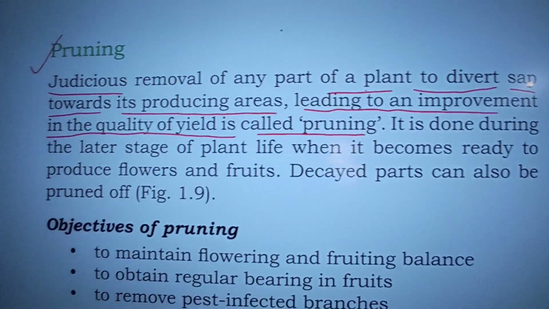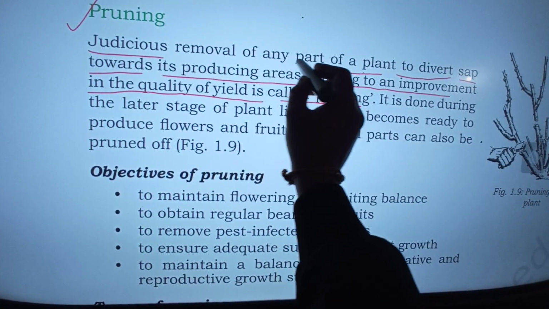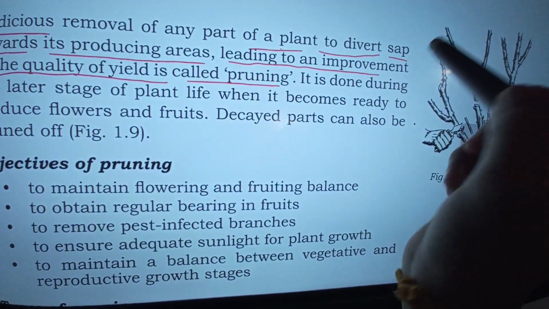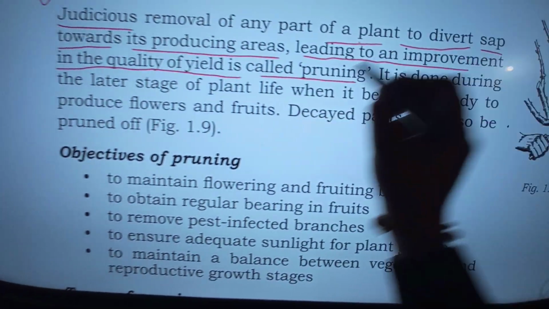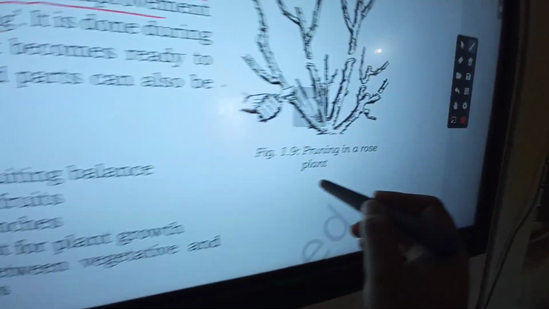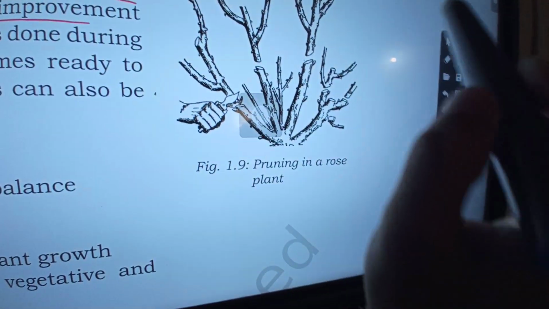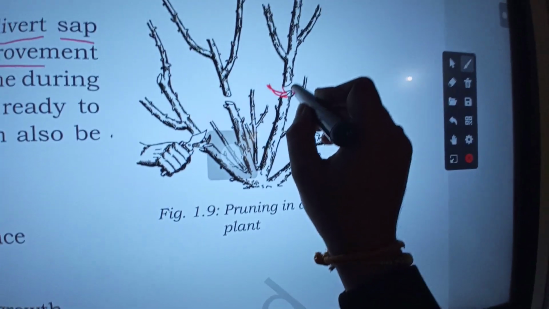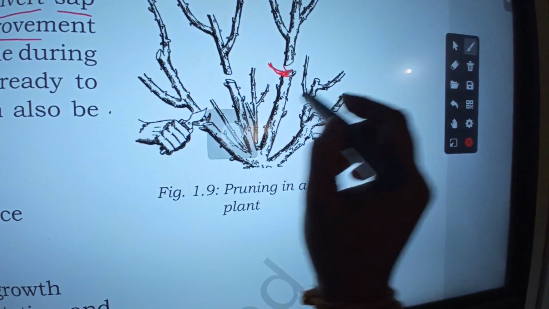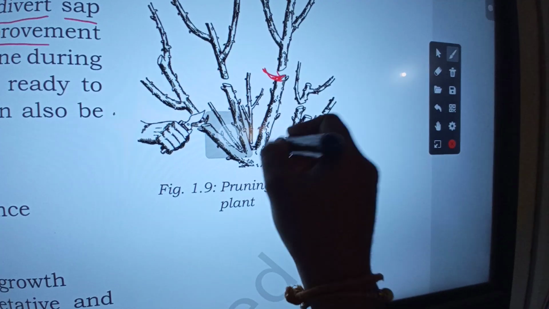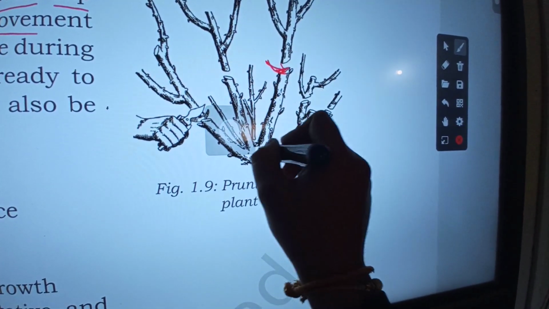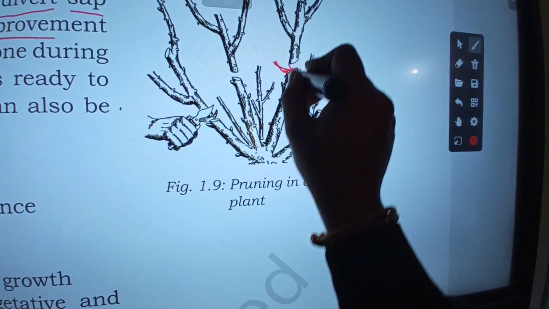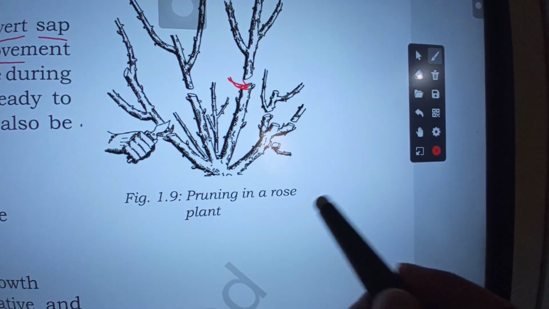So what does it mean? Judicious removal of any part of a plant. Here pruning means the removal of any part of a plant for what? To divert sap towards its producing area. Suppose you want to produce more yield in that particular area, so what we need to do is cut this area so that the sap, the liquid portion of the plant which is transported to the plant cells through xylem and phloem. So this sap is very useful for the improvement of any plant.